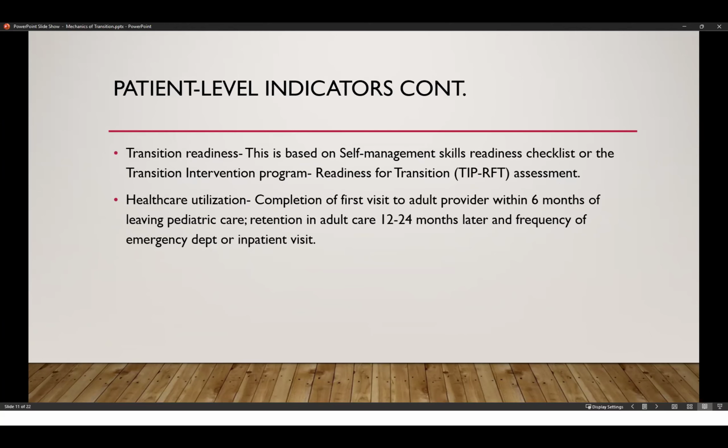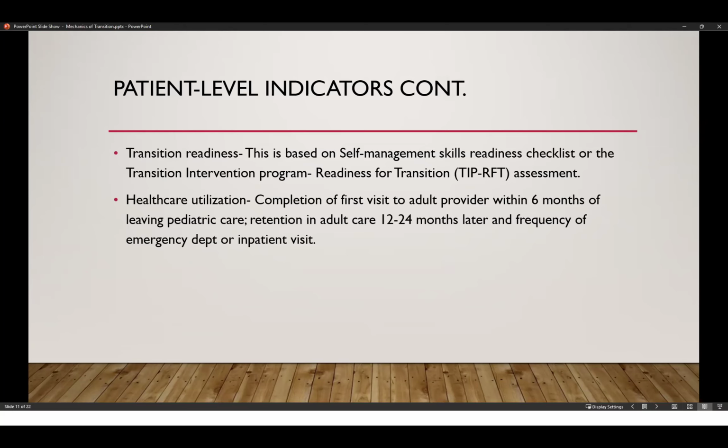Patient level indicators, again, continuing. Transition readiness. As we mentioned before, this is based on the self-management skills readiness checklist, or the transition intervention program readiness for transition assessment. So these tools would let you know how well the patients understand their disease, how well they understand the care management, and will make you tailor your teaching to specific areas that you find weakness in. And so all that will help you have a successful transition.